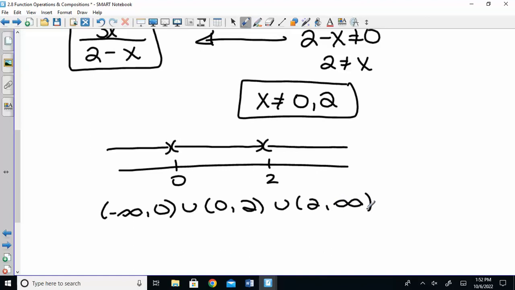So it gets kind of ugly, it adds extra pieces, and it's just a little cumbersome to write. So if it's more than one value, you can just tell me x cannot be these numbers.